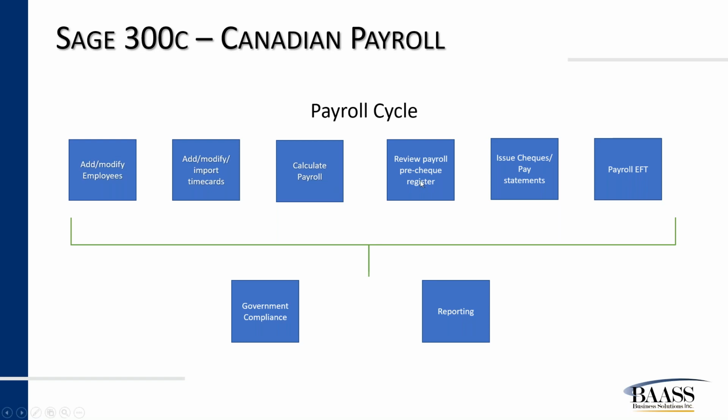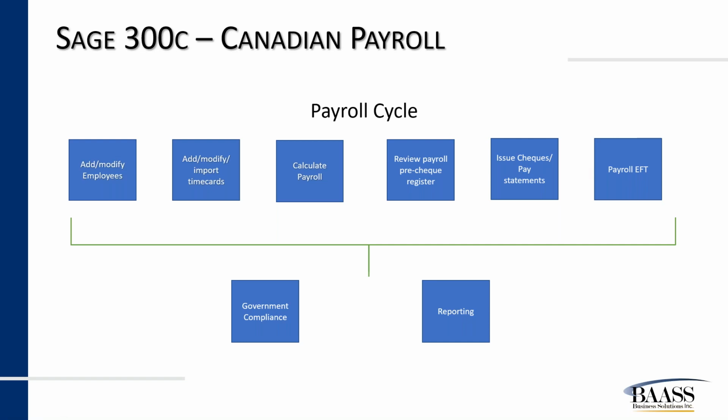So once you've reviewed your payroll and you're quite happy with it, then you issue either physical paychecks or you issue statements because you are going to do direct deposit, which leads us to the next step, which is uploading your direct deposit to your banking institution. So that is the complete payroll cycle.